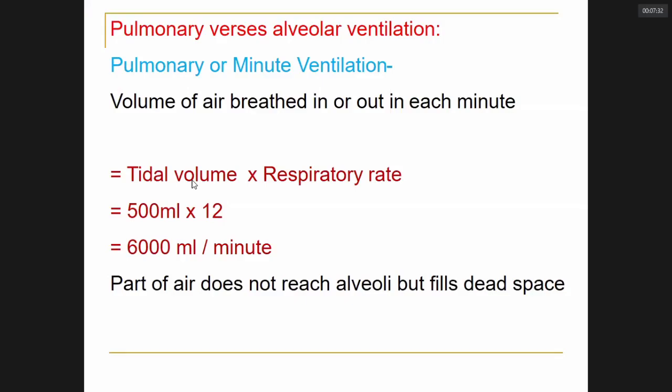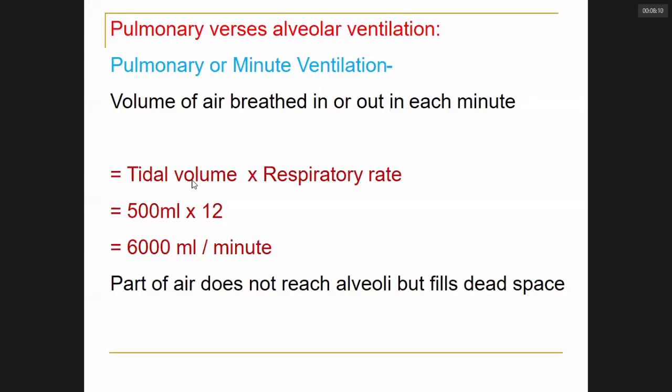What is dead space air? The amount of air which is actually not taking part in the gas exchange. This we call the dead space. And it is said that an individual's dead space in ml is equal to the weight of the individual in pounds. If you have a weight of 200 pounds, you will have a dead space of 200 ml. If you have a weight of 100 pounds, you will have a dead space of 100 ml. So you must know it is dead space.